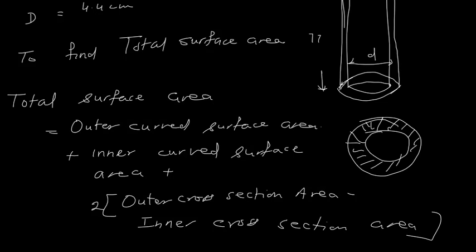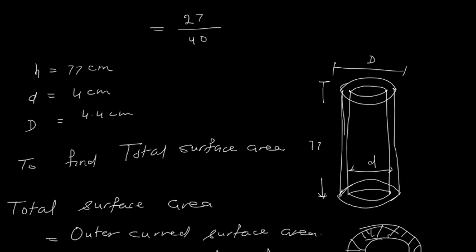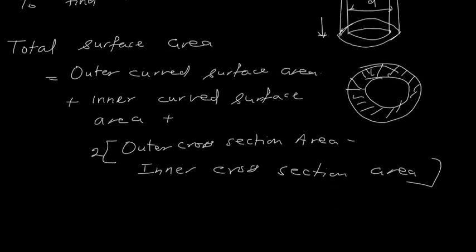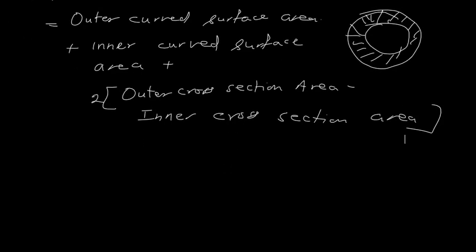Okay, so what I have done for total surface area, this outer curved part I will take, inner curved part I will take. Now at top and bottom we have two cross sections in which this shaded part I will take. So that is outer cross section minus inner cross section into 2. Now outer curved surface area, what is the formula for curved surface area? It is 2 pi RH. So this will become 2 pi capital RH plus 2 pi small rh plus 2 times, in bracket, pi capital R square minus pi small r square.